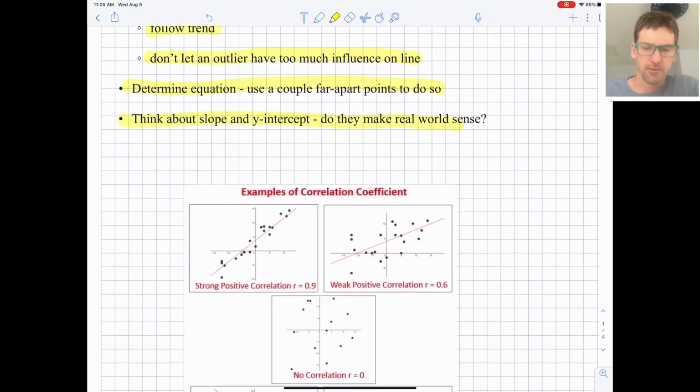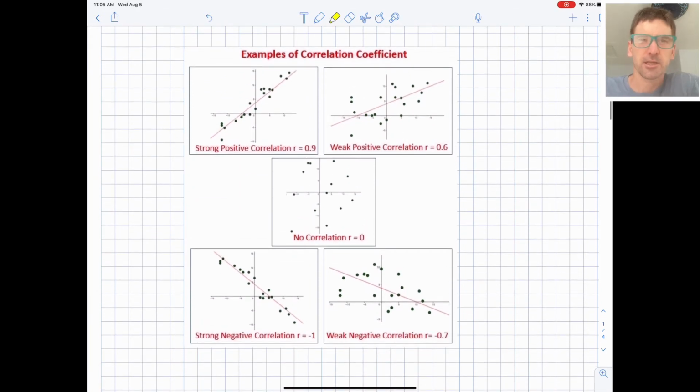All right, before we do that though, let's look at a couple examples of correlation coefficient. Correlation coefficient is a number between -1 and 1 that tells you how good of a fit your line is to your data. We will not be calculating correlation coefficient when we find these linear functions by hand, but any technology app that you use to do linear regression and to find the line of best fit will give you the correlation coefficient.